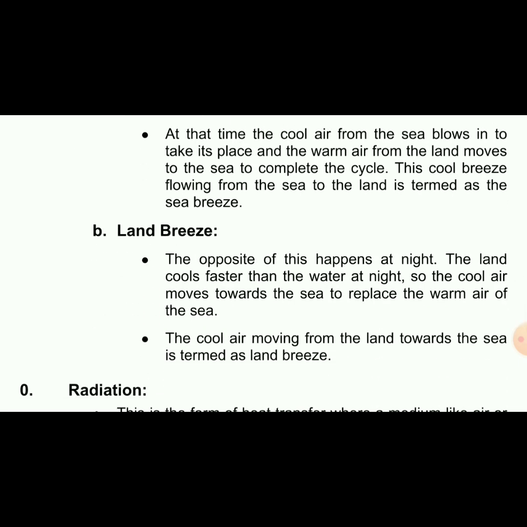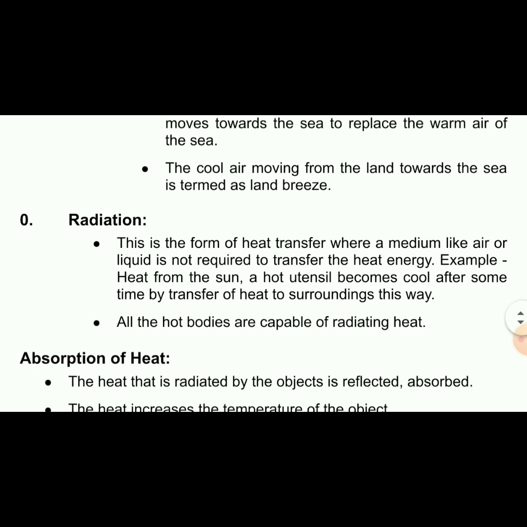Second, land breeze. The opposite of this happens at night. The land cools faster than the water at night, so the cool air moves toward the sea to replace the warm air of the sea. The cool air moving from the land toward the sea is termed as land breeze.